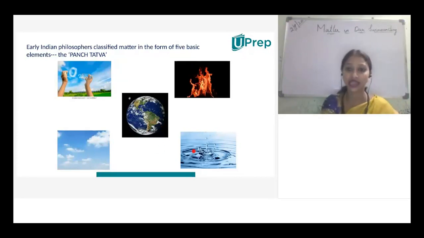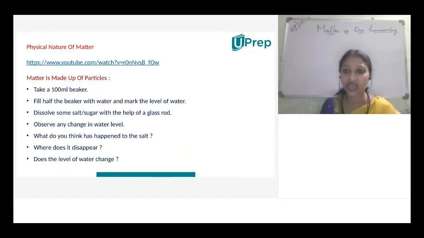But at present, scientists have classified matter into 2 basic properties: physical properties and chemical properties. In this chapter, we are not going to touch the chemical properties. We will only follow the physical properties of matter. We are not going to touch any chemical composition of the elements. So now, what are the physical properties in general?